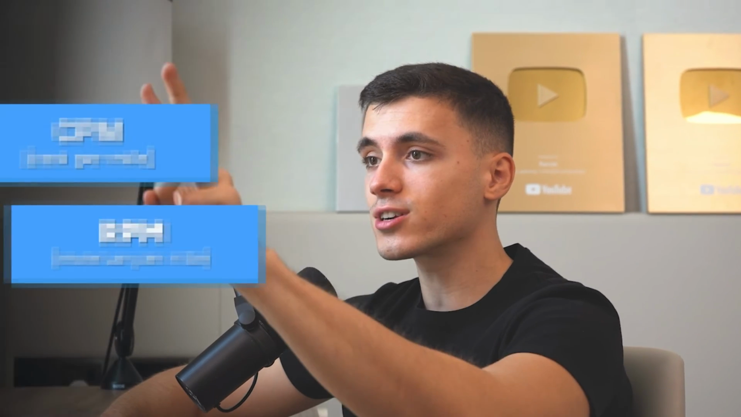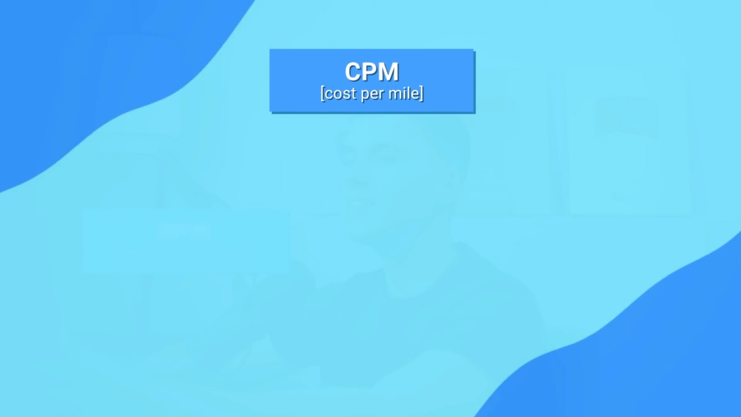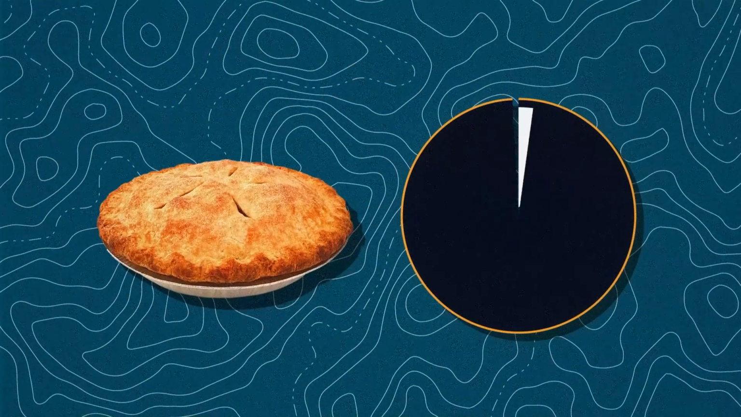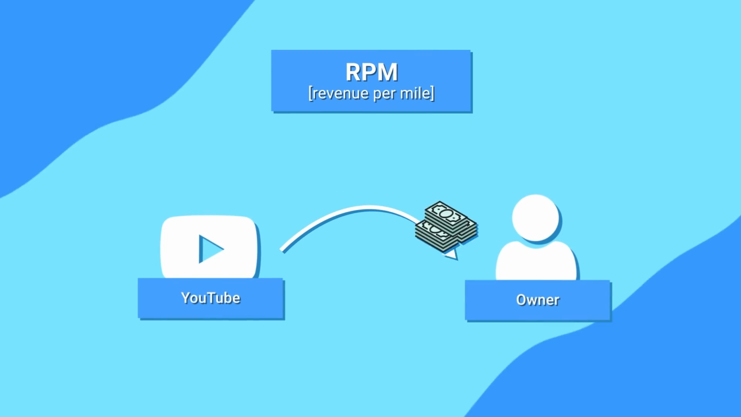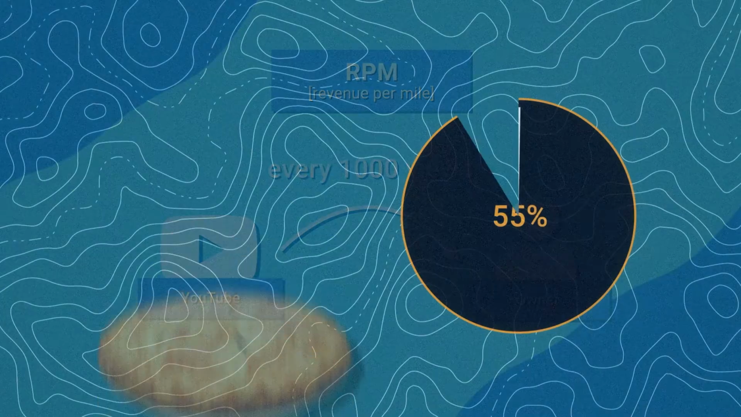Now, there are two terms you need to know at this point. Number one, we have CPM, which stands for cost per mille or cost per thousand, and this is the amount of money that advertisers are paying YouTube for every 1,000 views. Imagine this as the entire pie. And number two, we have RPM, which stands for revenue per mille or revenue per thousand, which is the amount of money that YouTube pays you as the owner of the channel for every 1,000 views. This is your slice of the pie.